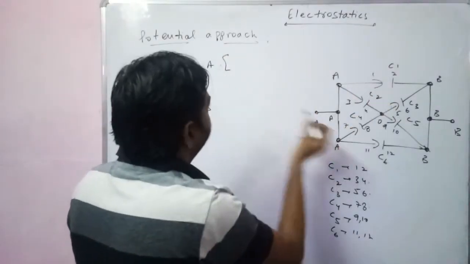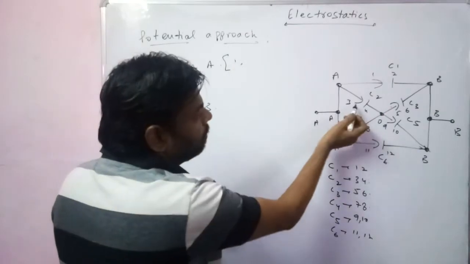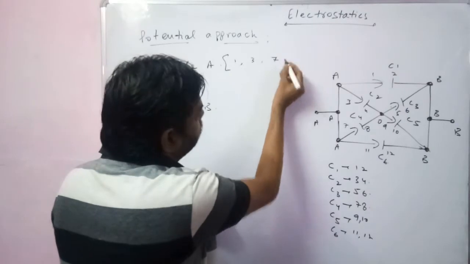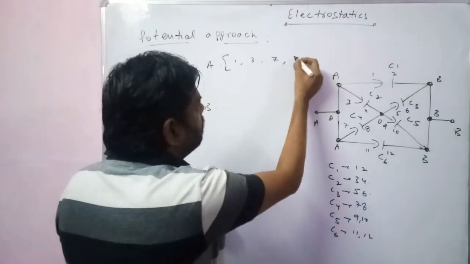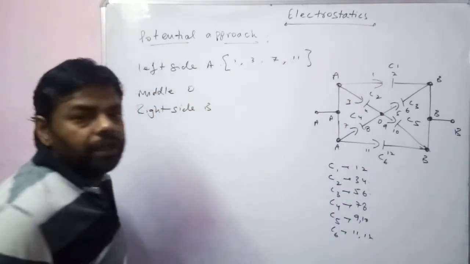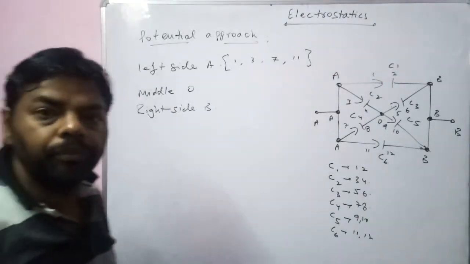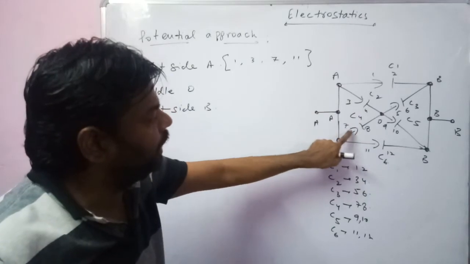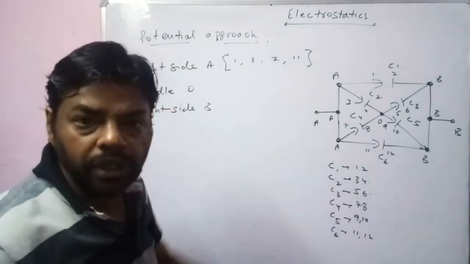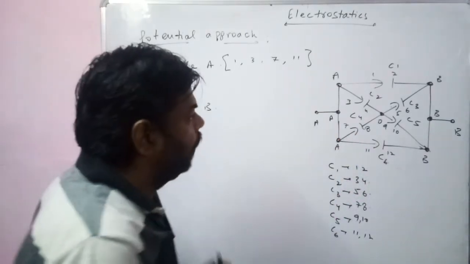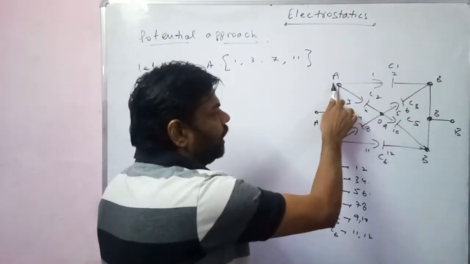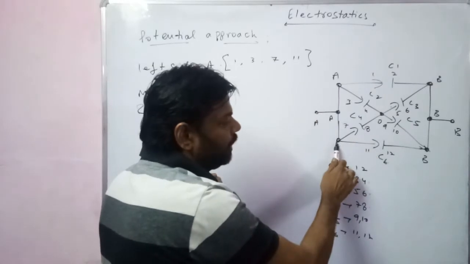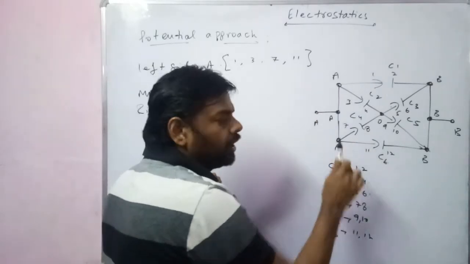The plate first, the plate third, the plate 7th, and the plate 11th. They are connected with the point A. Clear? How? The plate first is connected with A, the plate third is connected with A, the plate 7th is connected with A, the plate 11th is again connected with A.